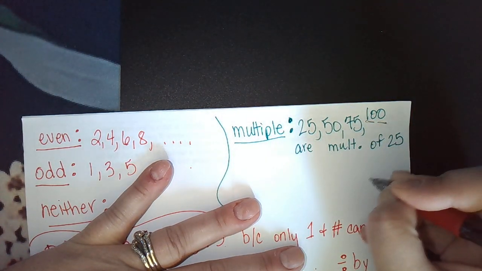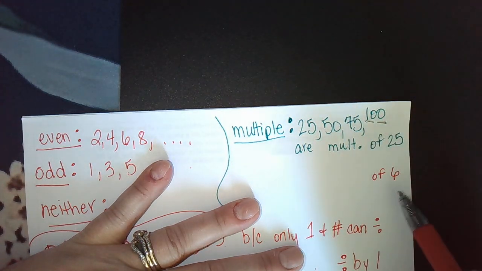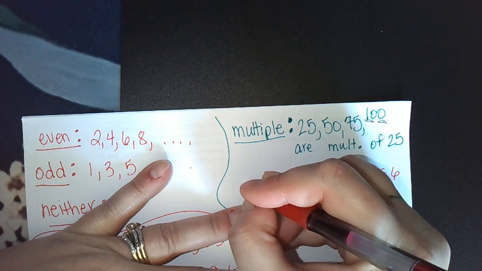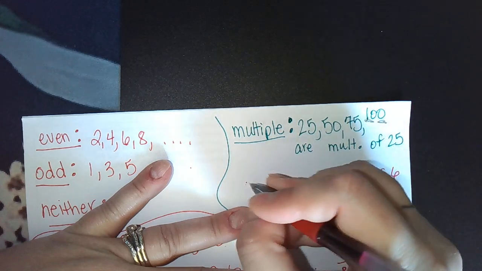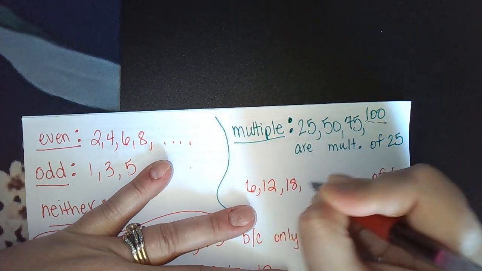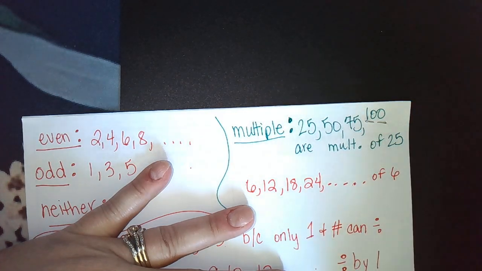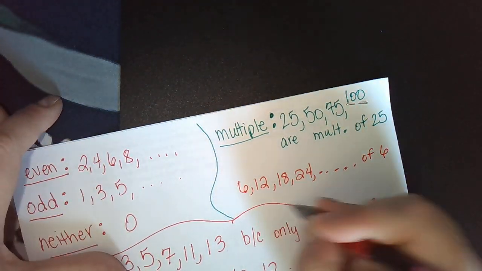Or let's say we're talking about the number 6. What are the multiples of 6? Well, multiply up. 6 times 1 is 6. Then 12. Then 18. 24. And so on. So let's go back to that problem.